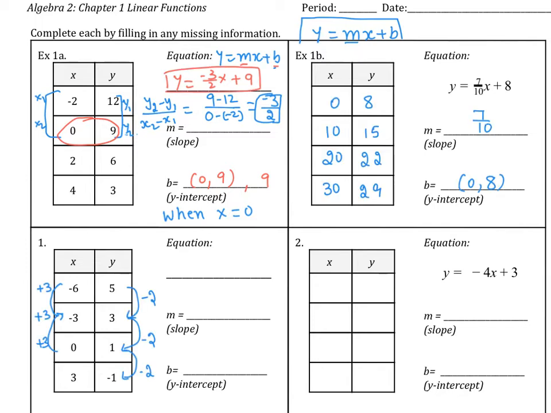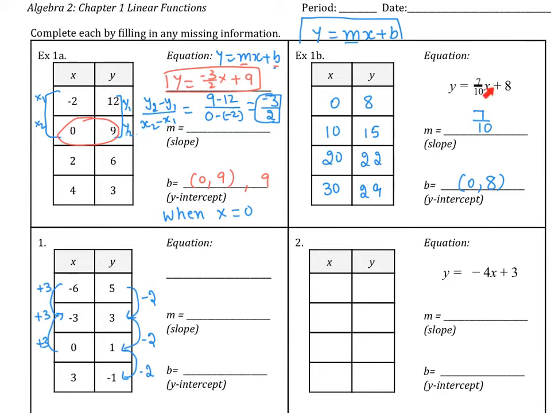So for example 1b, you're going to find out the slope. When you compare this equation with the given equation, or the standard equation, you see that the m is 7 over 10, so the slope is 7 divided by 10. You see that the y-intercept is 8, so it's going to be 0, 8. Now you have to make a table. So to make a table, you start from 0, 8.